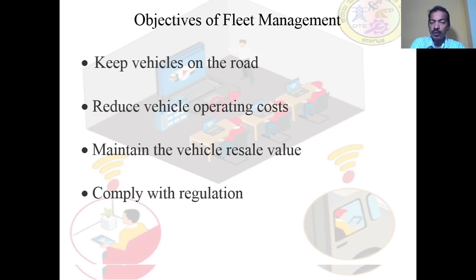Then these four are the main objectives of fleet management. One is to keep the vehicles on the road, which means maintain the vehicles properly and look after them. Next, reduce the vehicles' operating cost, maintaining the minimum cost and maintaining the vehicles' resale value. If vehicles are maintained properly, automatically the resale value will increase. And comply with the regulations. Whatever the regulations are, either from the government or organization level, they must be properly maintained.